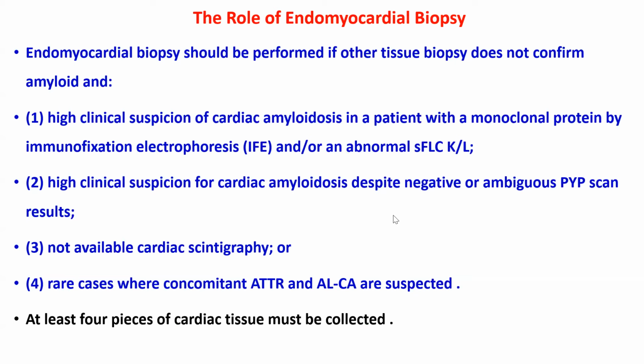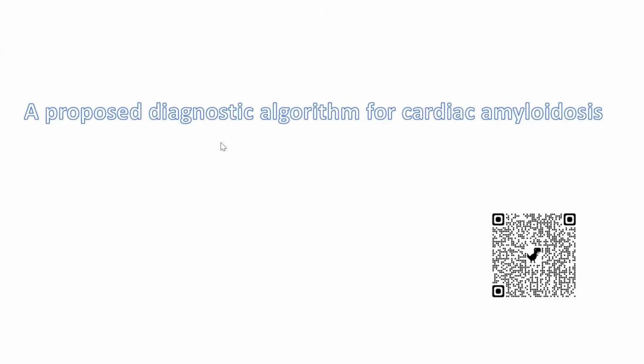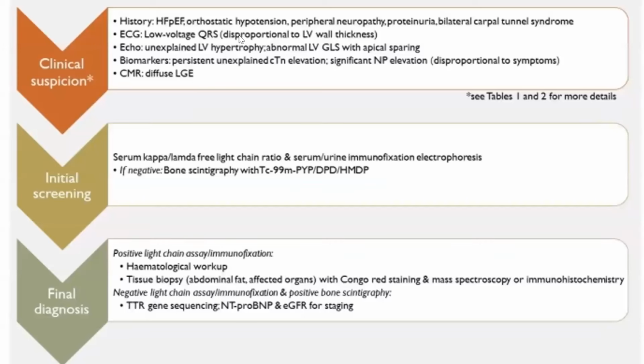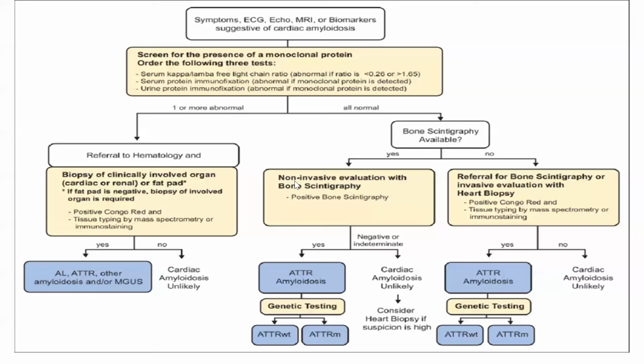taken in endomyocardial biopsy. So, regarding diagnostic algorithms of cardiac amyloidosis, there are many algorithms, either starting with the clinical scenario, the red flags, ECG, echo, or CMR to suspect the patient, then going to assessment of serum free light chain and serum and urine protein electrophoresis, then if negative, bone scintigraphy, and if positive, light chain assessment, then do hematological workup, do tissue biopsy, whether in the fat or affected organ with concordant staining, and mass spectrometry. And lastly, TTR gene sequencing if you diagnose ATTR cardiomyopathy.